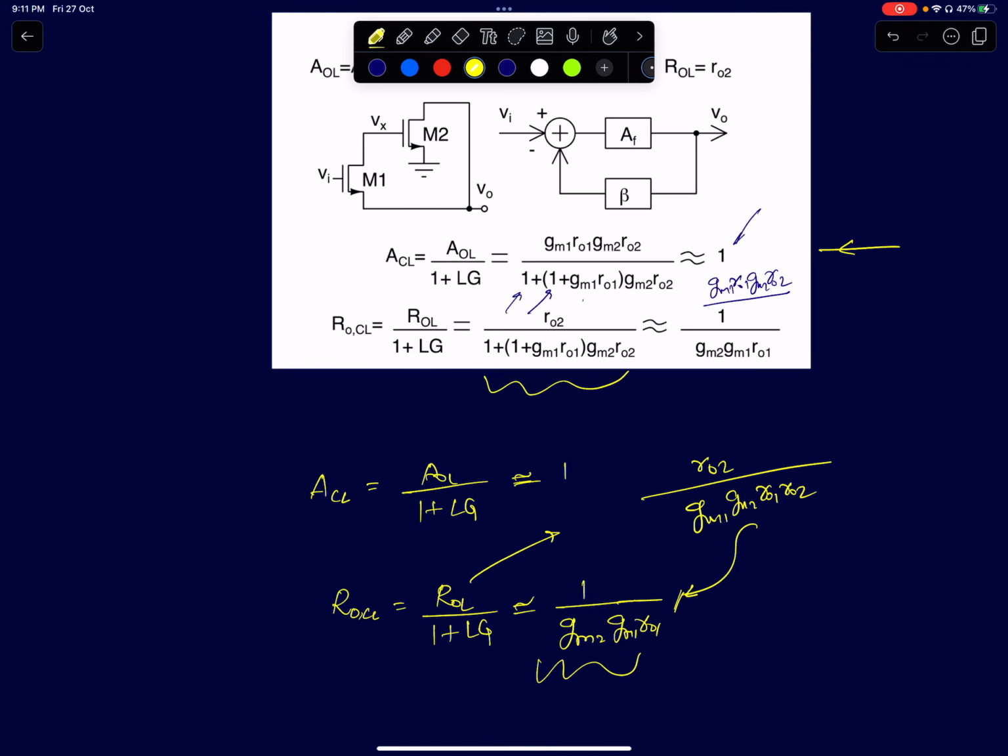This is exactly the value which we got in the initial part of the analysis. If you recall, we began the discussion and analyzed it without using feedback theory. We just used some quick KCL and KVL and the conventional analysis methods that we know. And then we found it, and it's the same value as this.